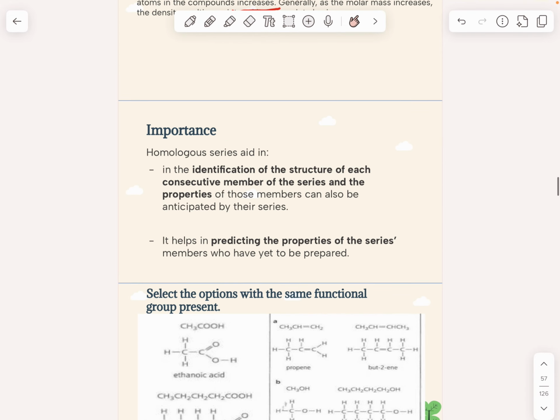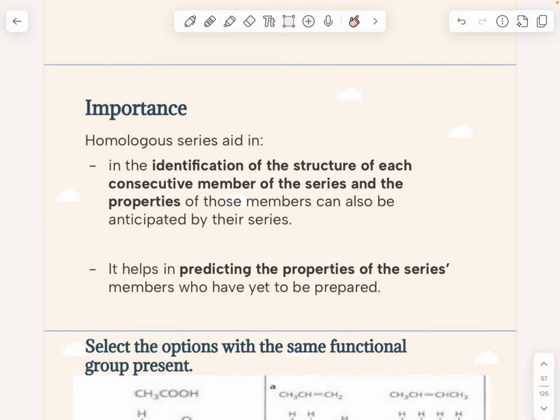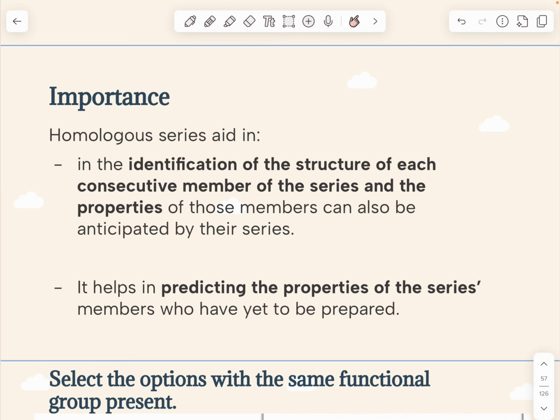Just recall that the higher the number of atoms we have, the higher the boiling point will be. Right? Now it says importance. The homologous series aids in the identification of the structure of each consecutive member of the series, and the properties of those members can also be anticipated by their series. So what this is saying is that if we know the homologous series, we can predict how to prepare this compound. We can predict the properties of this compound. So how will it bond with something else? How do we know that this is going to produce this gas? Right, so if we know the homologous series, we can tell distinctive chemical properties.